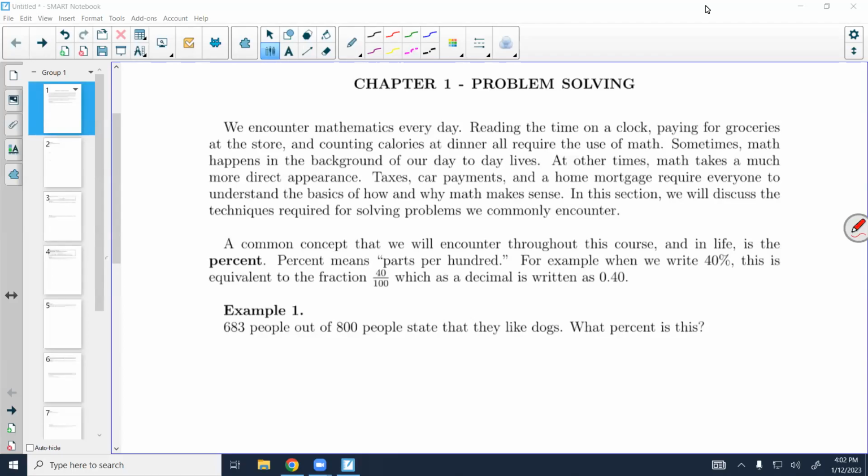All right, so today we're going to look at the problem solving chapter. And the first concept we're going to look at is percent.